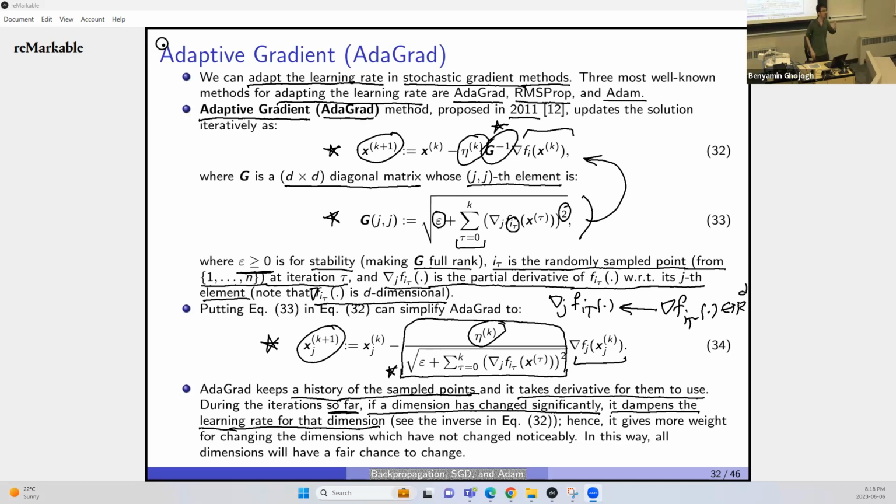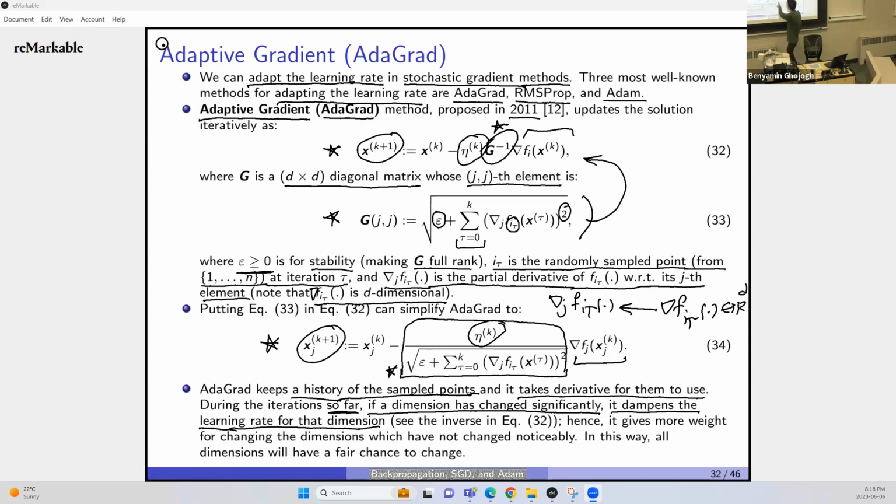So that's the reason. And why are we doing that? Because we want to have a fair contribution of all dimensions. Assume you are using stochastic gradient descent, and maybe one of the dimensions becomes dominant. It dominates the optimization. In every iteration, we are moving in that direction, in that dimension, most often, but we are not giving any chance to other dimensions. Let's make it fair.